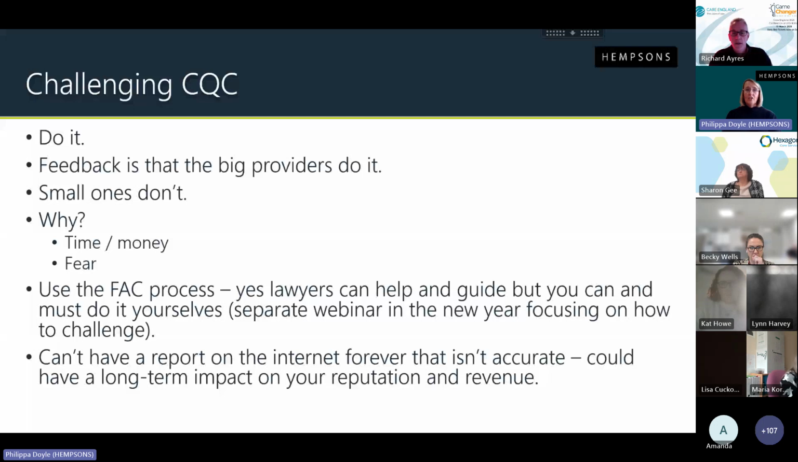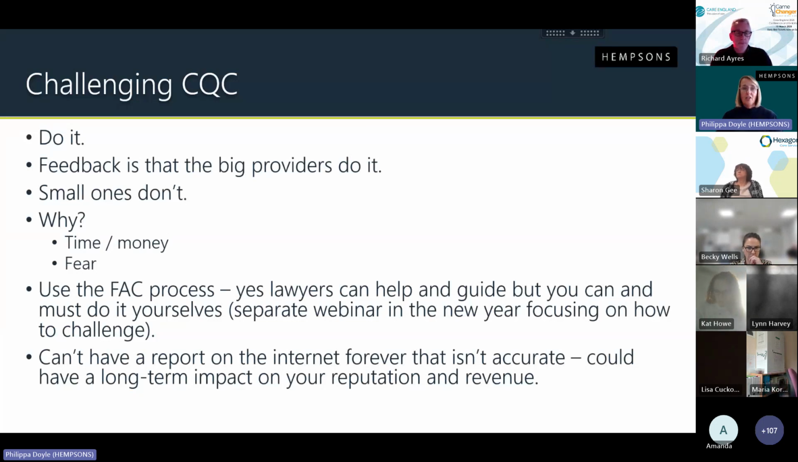And on that point, challenging CQC, do it. Don't hesitate. Don't worry about, is it going to rock the boat? Is it going to make things difficult for me? Feedback from CQC is that the big providers do it all the time and the small ones don't. And I can see why.